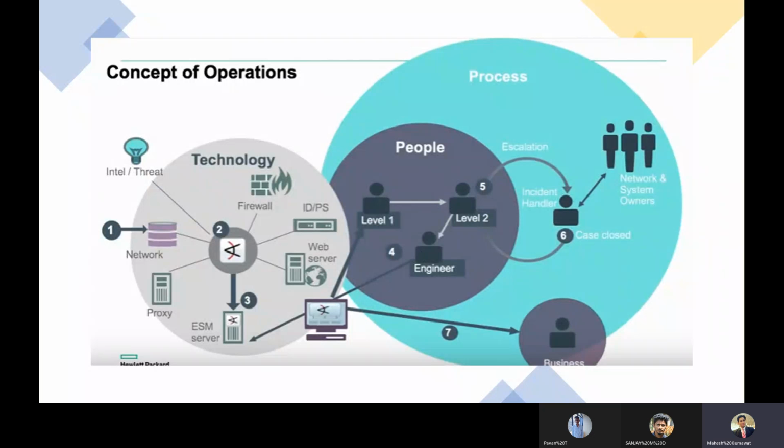So what is the process? I would like to know that. The process is basically the incident handler, who will send the query to the network and system owners. If they understand the query, then the ticket is closed, incident closed. And if it is not resolved, then it becomes a business matter altogether. So people, process, and technology are what you need to understand in the operations part.